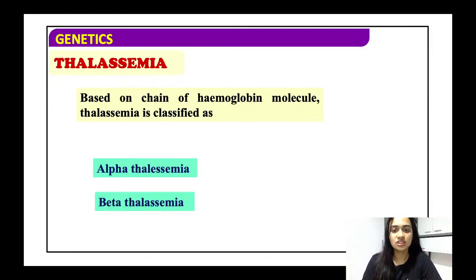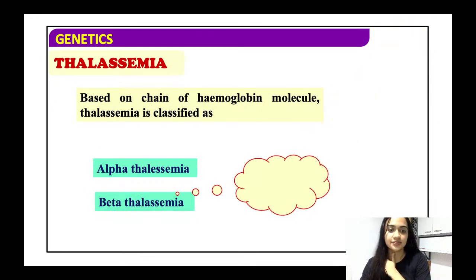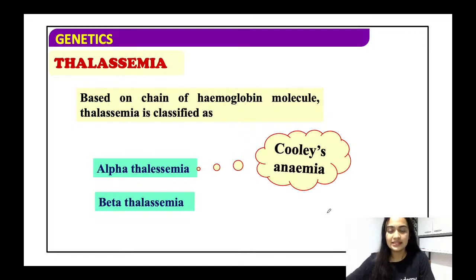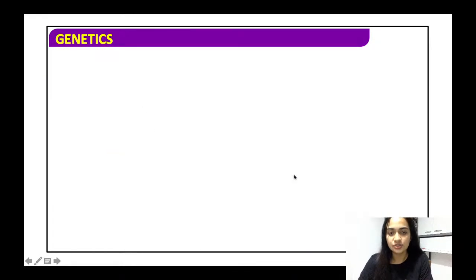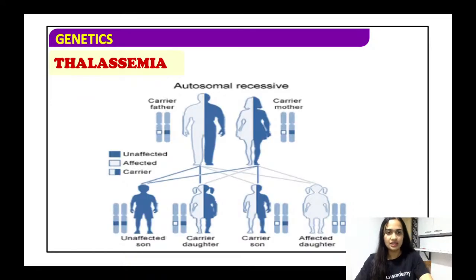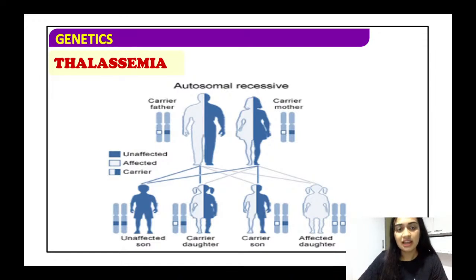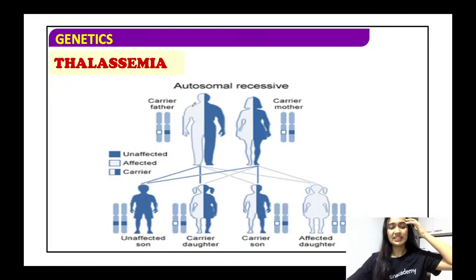Now, based on this chain of hemoglobin molecule, thalassemia is classified as alpha or beta. इसे alpha thalassemia को हम कहते हैं Cooley's anemia, and जो beta है, देखते हैं कैसे. See, it is autosomal recessive. So here I have a carrier father and a carrier mother. All right. So मतलब ये sex linked नहीं है, ठीक है. Thalassemia, no, it is not sex linked. Sorry. So we have a carrier mother and a carrier father.